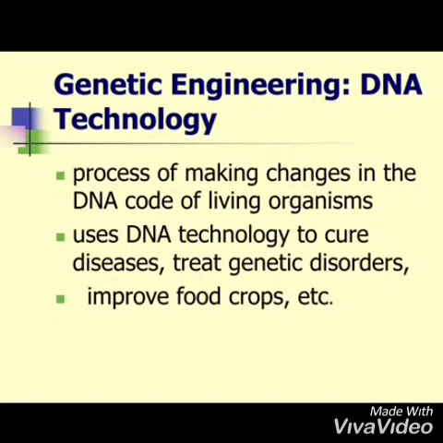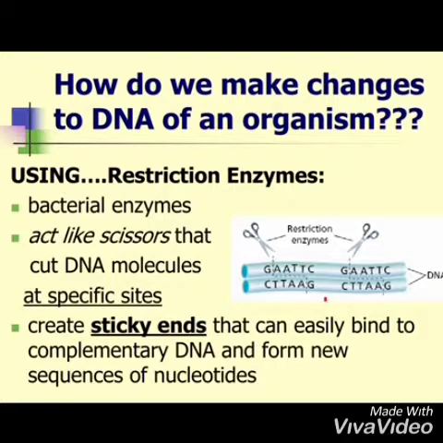So genetic technology, or genetic engineering, also called DNA technology, is a process of making changes in the DNA code of living organisms. It uses DNA technology to cure diseases, treat genetic disorders, improve food crops, and more. How do we make changes to the DNA of an organism? Using restriction enzymes. Bacterial enzymes act like scissors that cut DNA molecules at specific sites, creating sticky ends that can easily bind to complementary DNA and form new sequences of nucleotides.